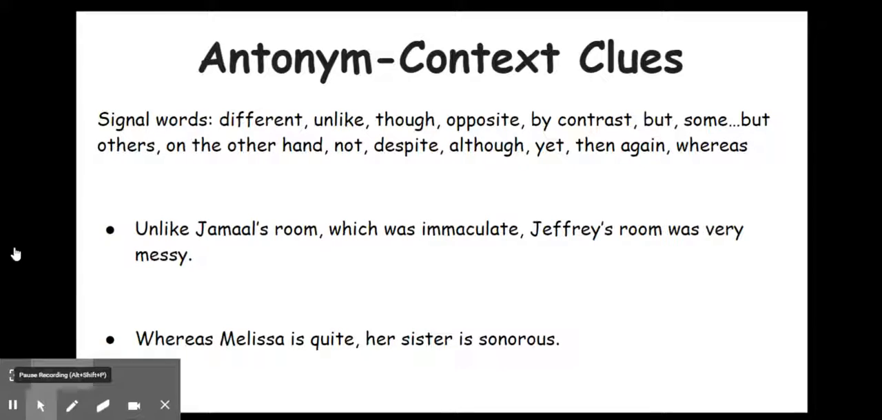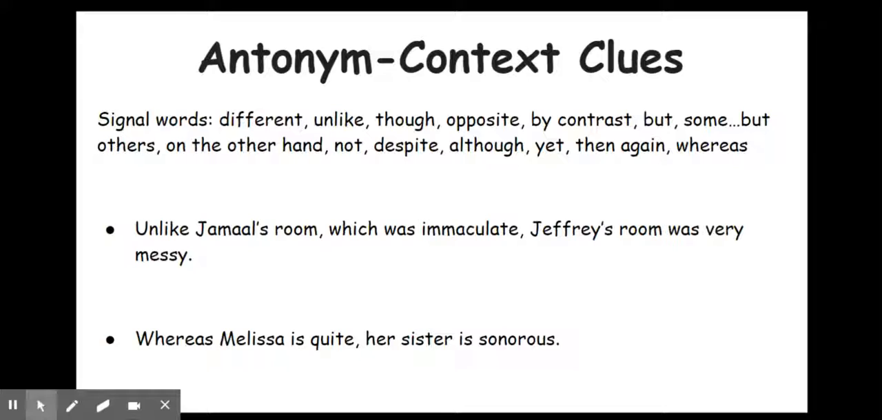Here's another type of context clue, an antonym. Here are some signal words that could signal to you that this is an antonym type of context clue. Different, unlike, though, opposite, by contrast, but, some, but others, on the other hand, not, despite, although, yet, then again, and whereas.